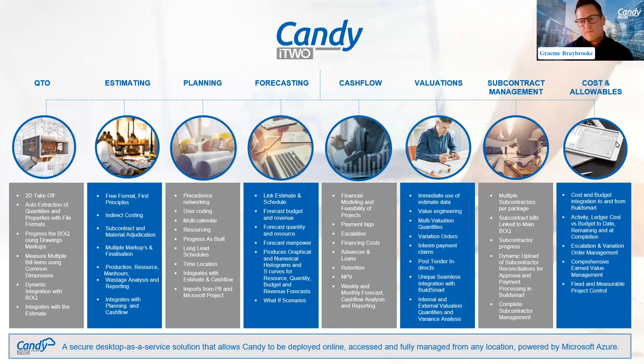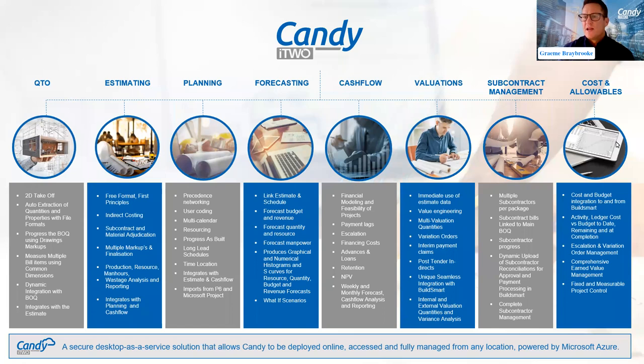Variation orders, of course, the only thing that is ever present in any contract is variation orders, being able to manage those variation orders and being able to really identify financially what we are going to be taking, what profit we're going to be taking with those variation orders. What is the risk that we still need to take if there are variation orders that we need to do? And lastly, our cost and allowables.